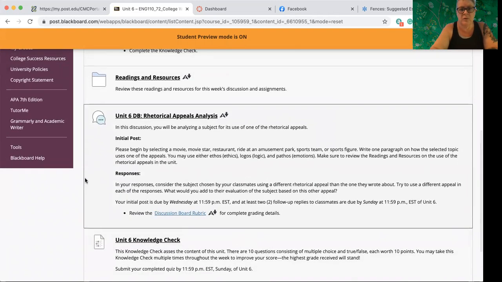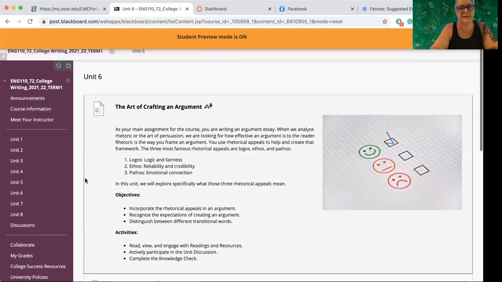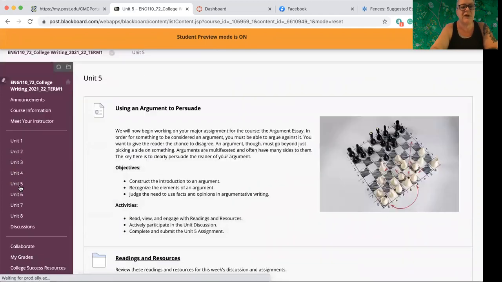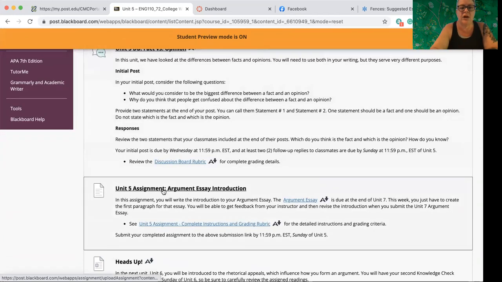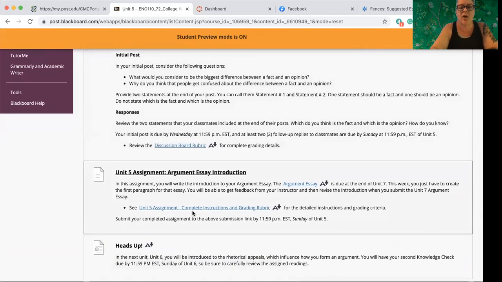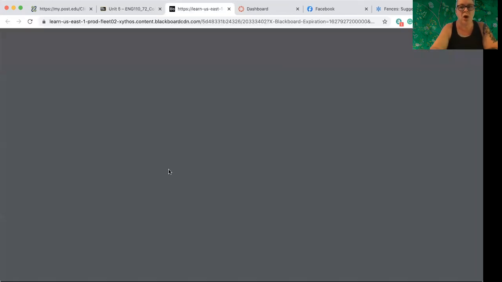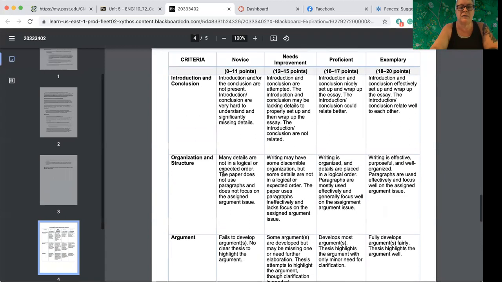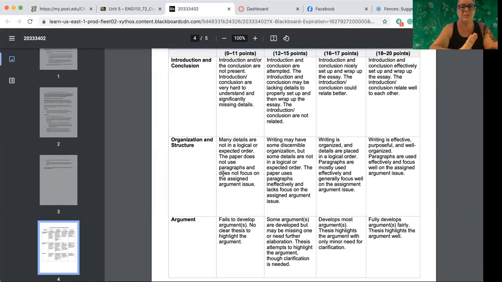Don't forget as you're working this week that you do have access to the assignment sheet for the actual argument paper. If we go back to Unit 5, in the argument essay introduction assignment, we also have the link to the actual argument essay. So keep this in mind as you work on your paper this week. Even though nothing's due on that paper this week, please keep working on it. I would love it if you already had a full draft by the end of this week. That gives you all of next week to get extra help from me and from tutors, whatever the case may be. Keep your eyes on that prize because that is your major writing assignment for the semester.